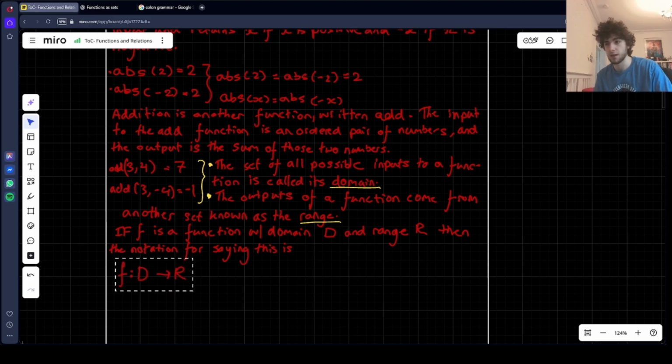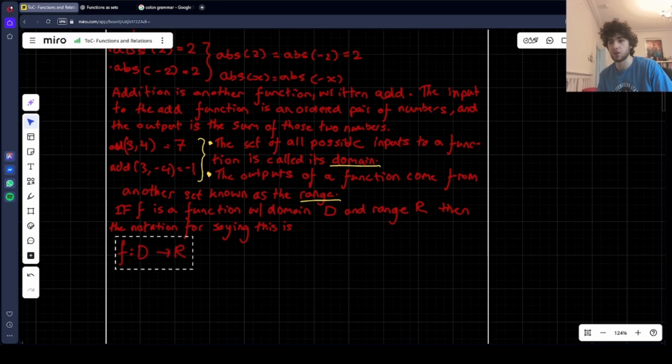The arrow here is basically saying that our function takes an input from our domain set D, does something to it, and takes it to our range set. What exactly it's doing is unknown, but theoretically a function is just something that you give an input to and it spits out an output. This is how we say I'm going to give it an input from this set and it's going to spit out an output from this set.